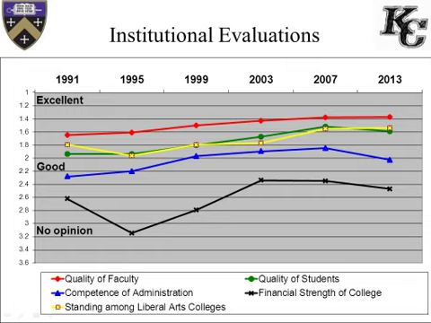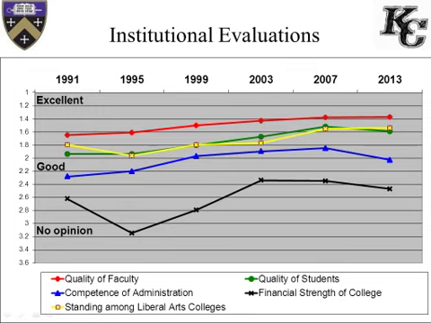Then when asked to evaluate Kenyon as an institution, you can see a split between how they view academics and then the administration. These top 3 here being academics and these bottom 2 being administration. Those top 3 are quality of faculty, quality of students, and standing among peers. They're quite high and have been increasing steadily, although with diminishing rates of return. So you see here back in '91, slowly increasing, but still quite high.